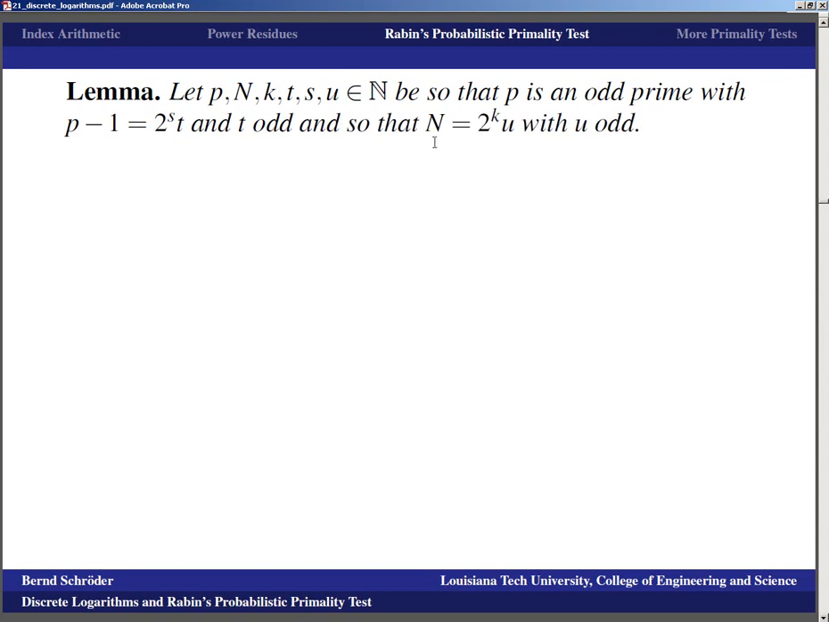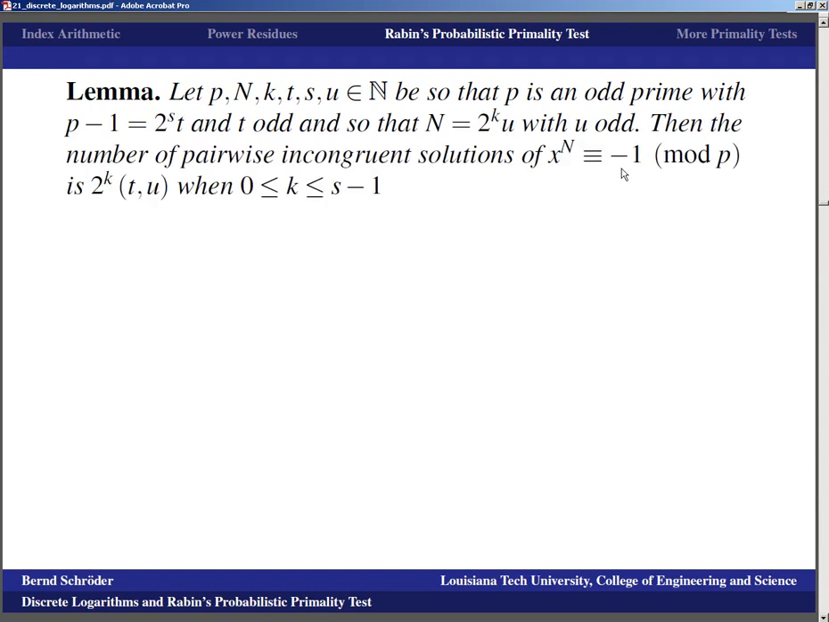And we also want to do the same thing with N. So we split off all the powers of 2, and then U is the odd number that remains from the N. And we claim that the number of pairwise incongruent solutions of x to the n equivalent to -1 modulo P is 2 to the k times the greatest common divisor of T and U, as long as 0 is less than or equal to k is less than or equal to S minus 1, so as long as not too many powers of 2 are hidden inside N. And that number is 0 otherwise.